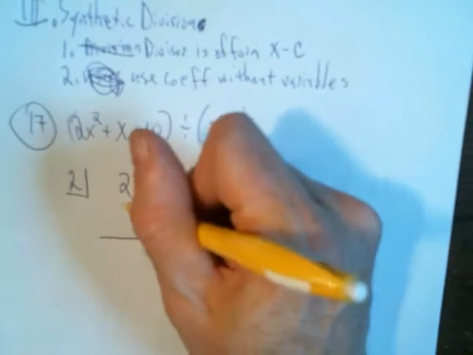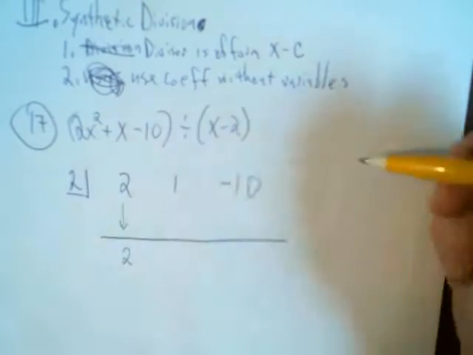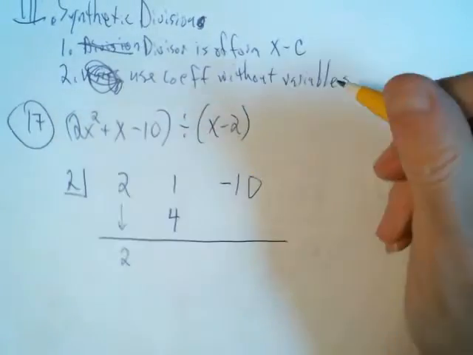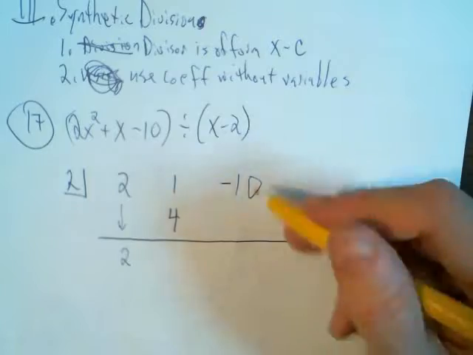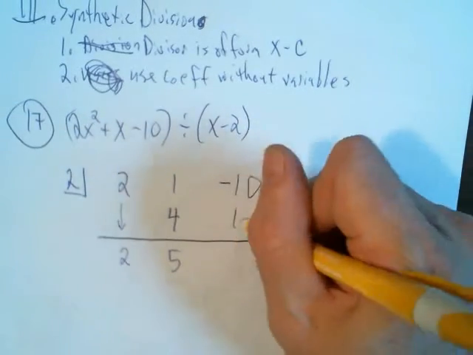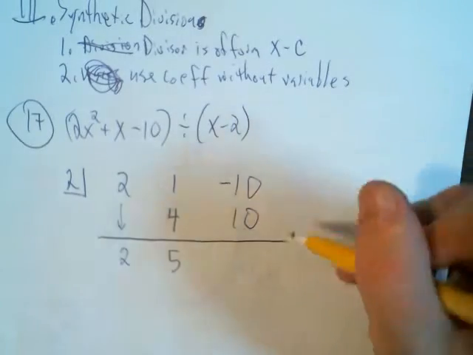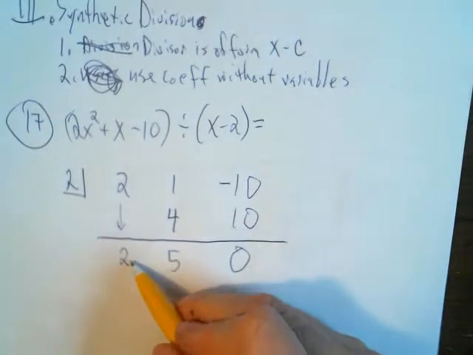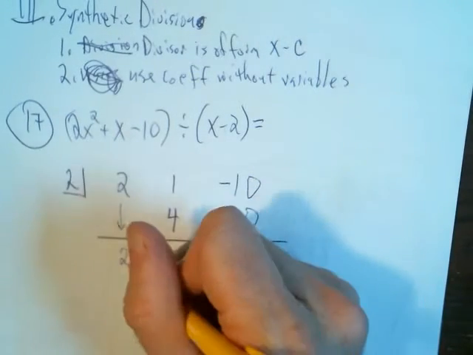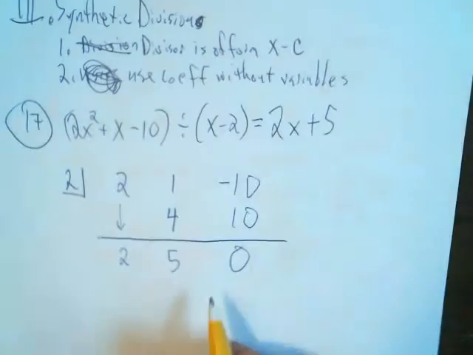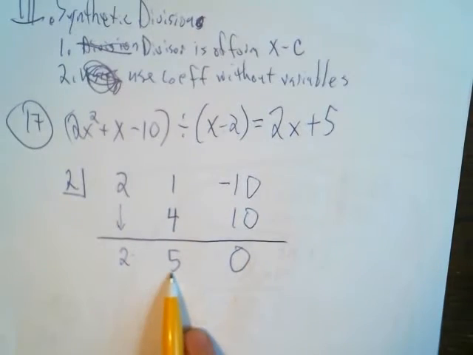Okay. And the first step is to drop this 2 down to here. And then go 2 times 2 is 4. Put it here. And from this point on, you're always adding. So 1 plus 4 is 5. And then 2 times 5 is 10. And then negative 10 plus 10 is 0. Okay. So our end answer, this will be degree 1 less than this. So it would be 2x plus 5 as our end answer. So you just get the 2 and the 5 from here.